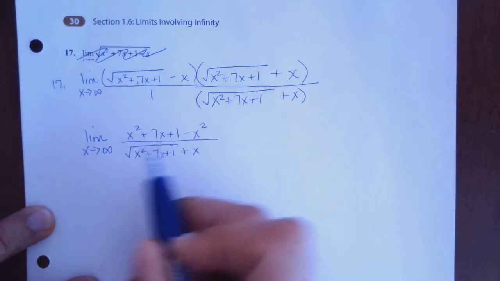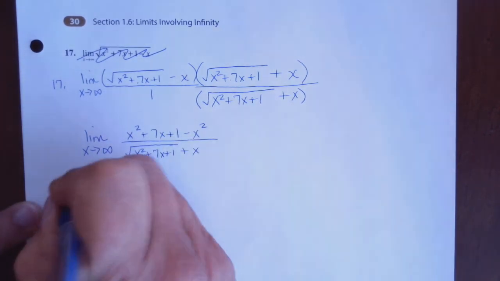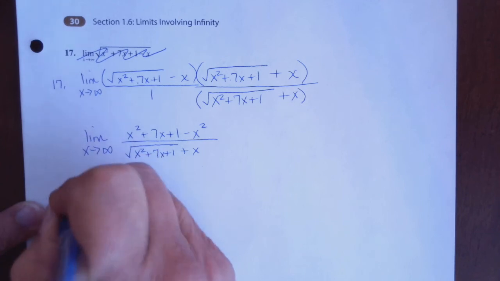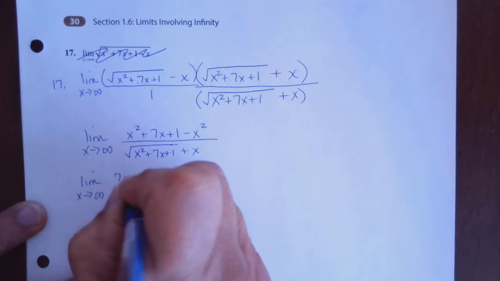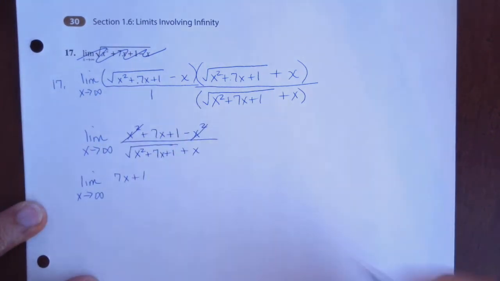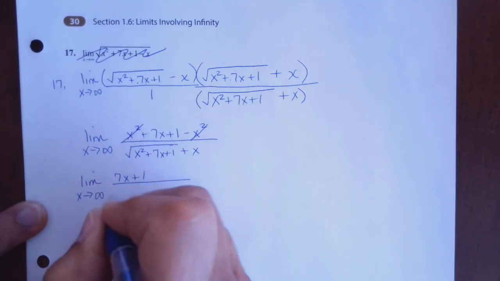All right, we can simplify the top a little bit. Get rid of those x squares. So we end up with 7x plus 1 in the top, right? Those cancel out. And then over our denominator.